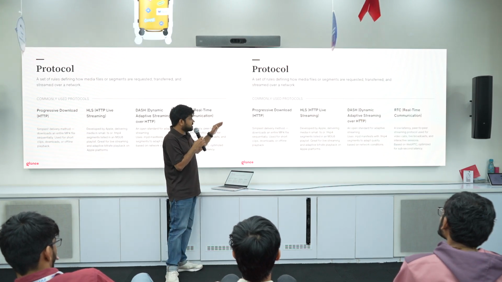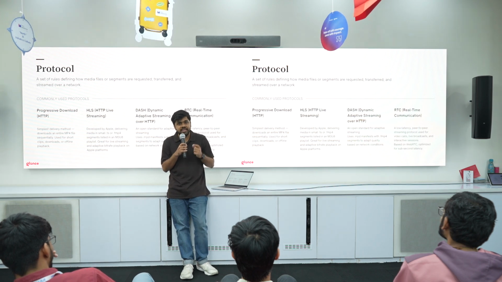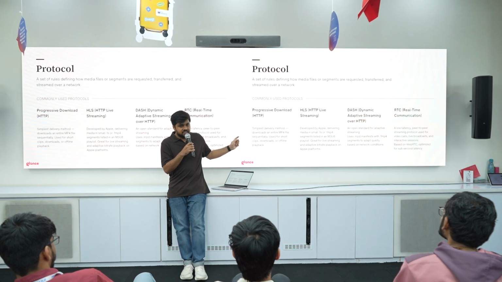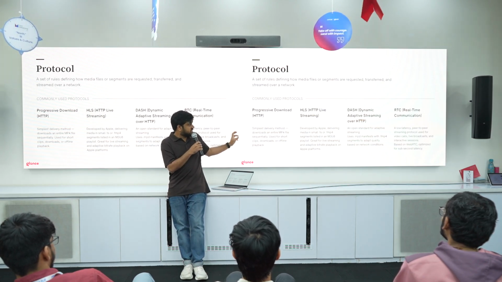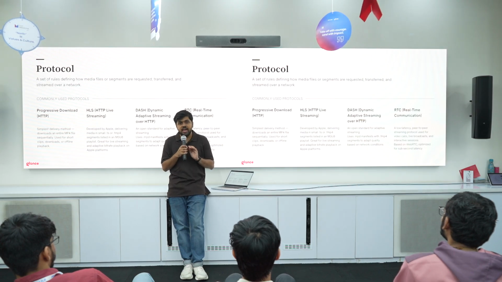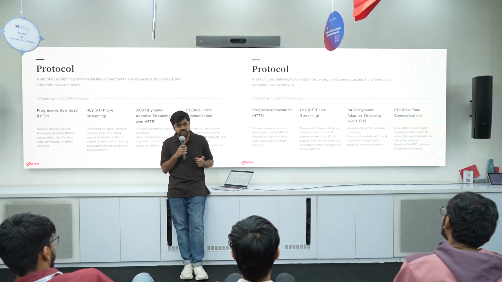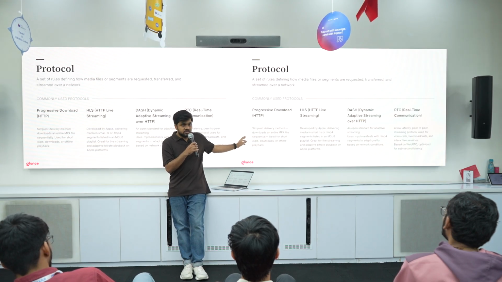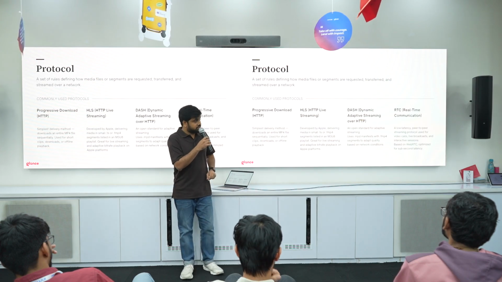First one is progressive download. This is the simplest form of the protocol in which a single MP4 file is delivered over the network. And since it is the simplest way of media streaming, this is used in almost every ad platform, because ads are very small and they have to be played on almost all the devices. So due to the simplicity, ads use this progressive download protocol.